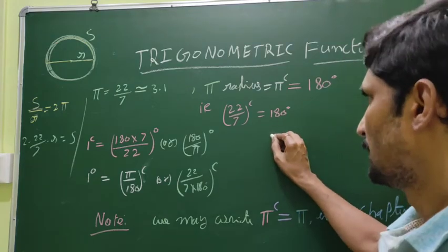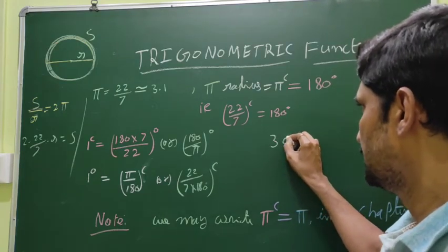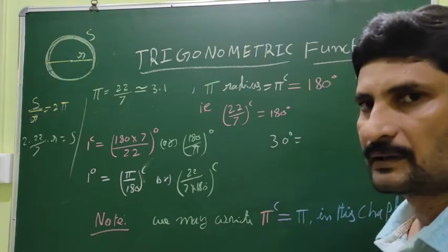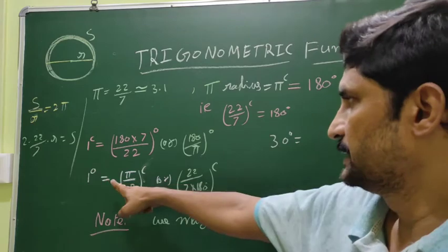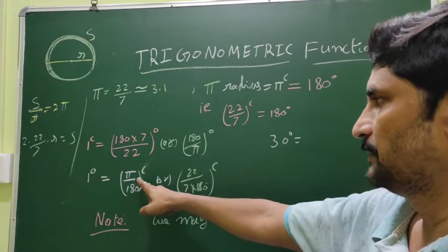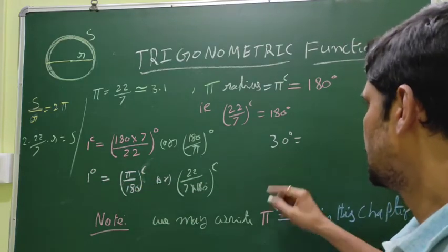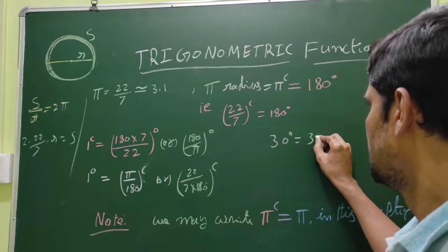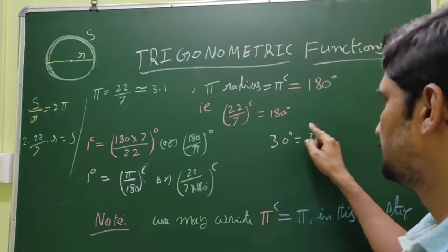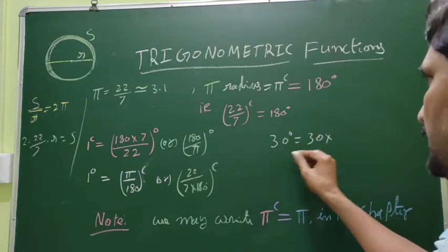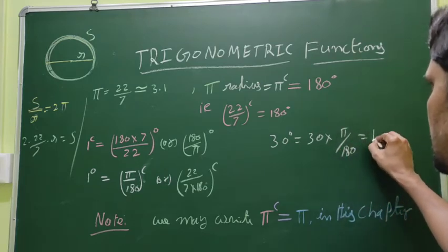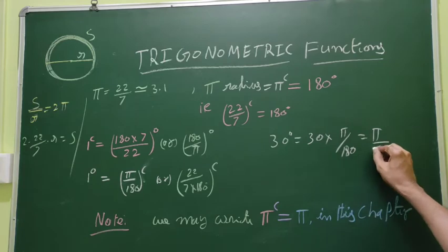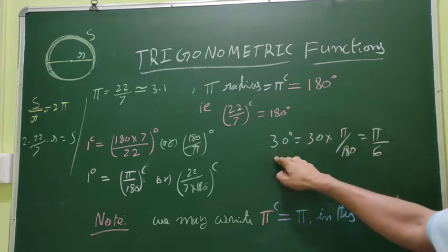Suppose I give 30 degrees. Now convert it into radians. 1 degree is equal to pi by 180 radian. So 30 degrees is 30 into 1 degree, and 1 degree is pi by 180. That is pi by 6. Pi by 6 is equal to 30 degrees.